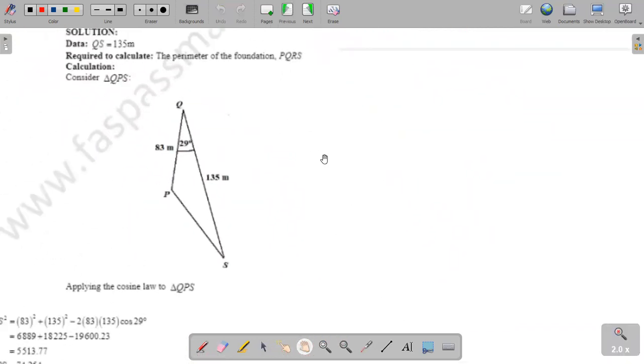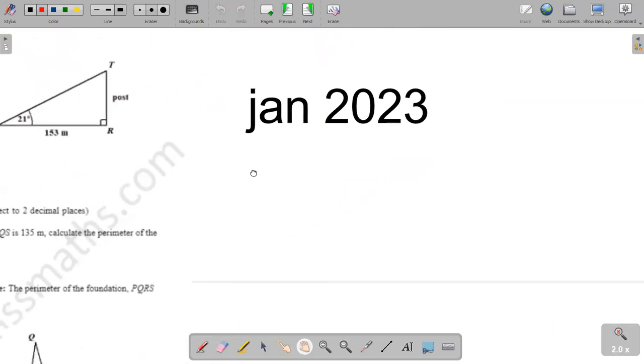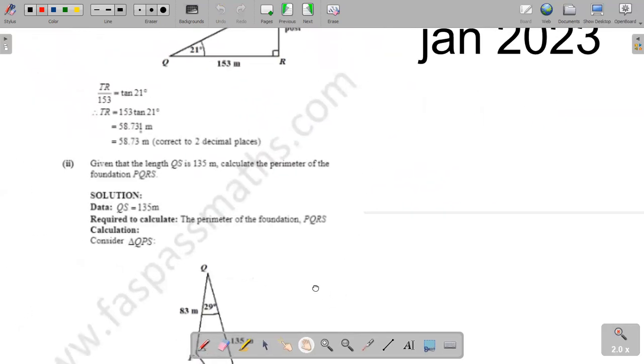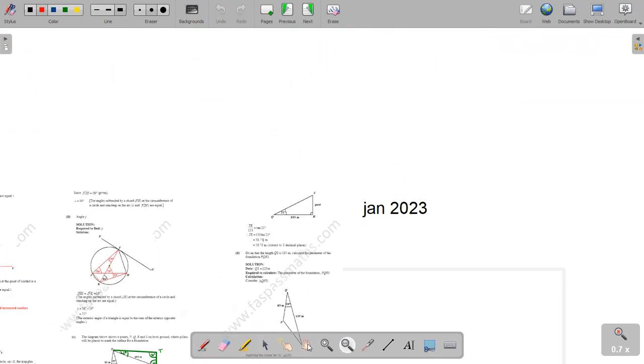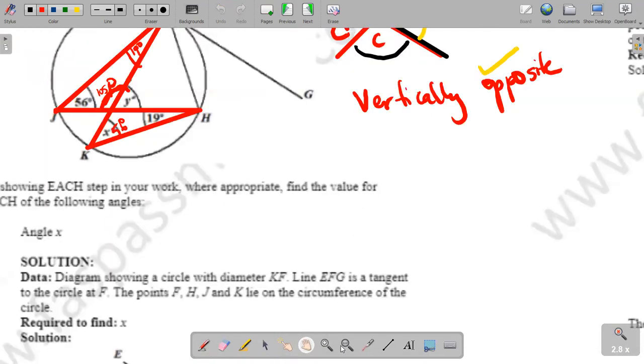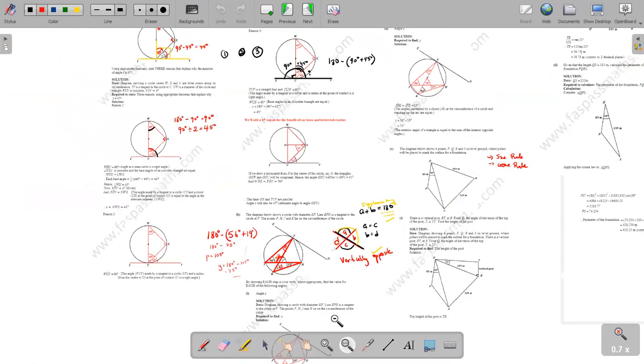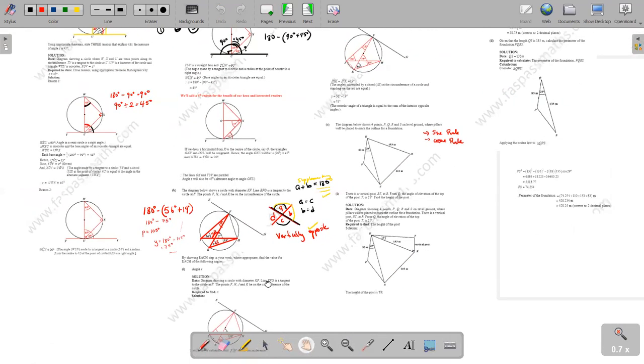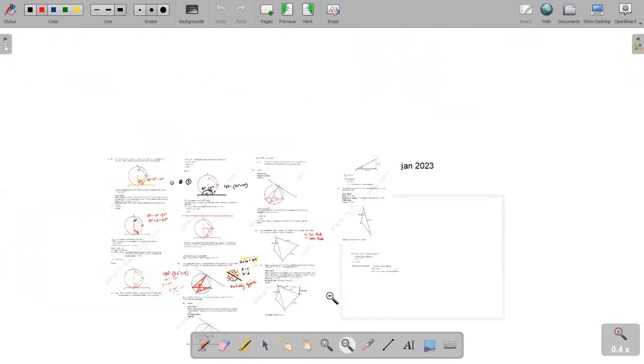Right? All right, so we're going into January 2023. That's what we just did. Why is this here again? Did I do it twice? Or am I going mad? Why am I seeing the same exam over and over?